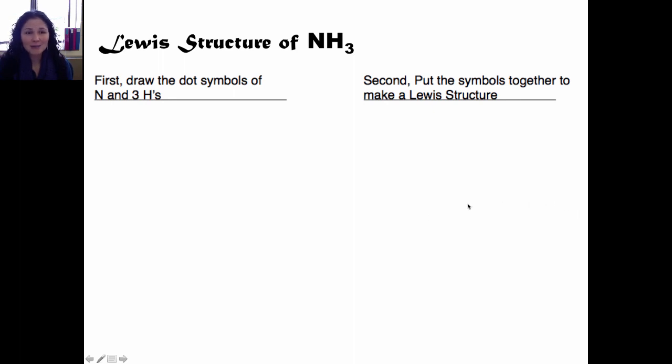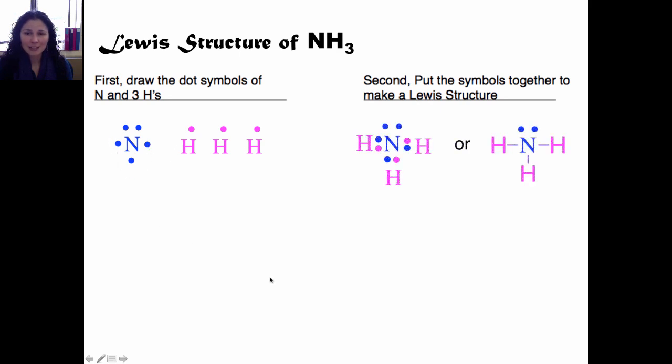First, draw the dot symbols for nitrogen and the 3 hydrogens. Now put the atom that needs the most number of bonds in the middle and add the hydrogens around the outside. Make sure all of your elements are following the bonding schemes. In this case, nitrogen has 3 bonds and it has a full octet. So it has 3 bonds and a lone pair and it has 8 electrons around it. And each one of the hydrogens only has 1 bond and each hydrogen has 2 electrons.